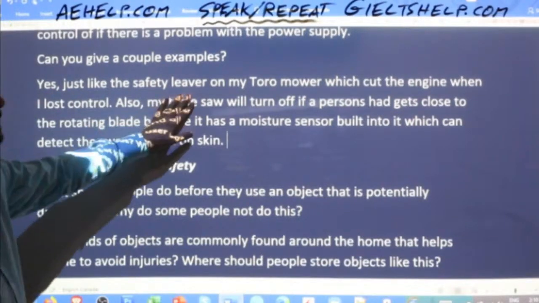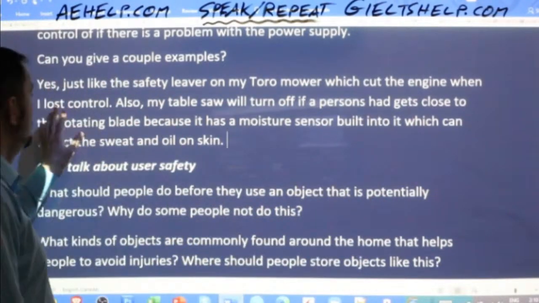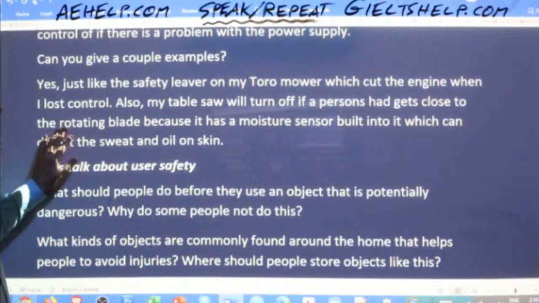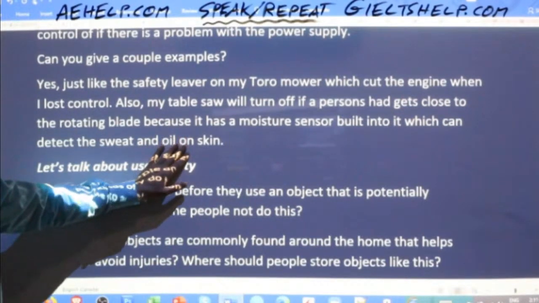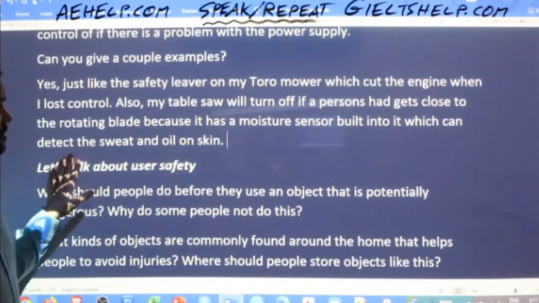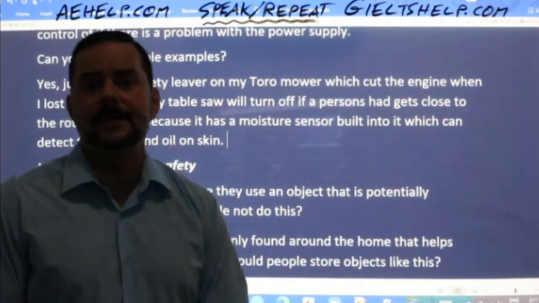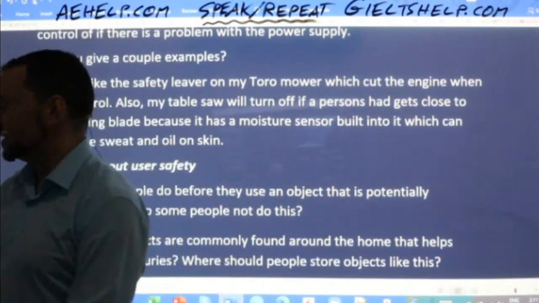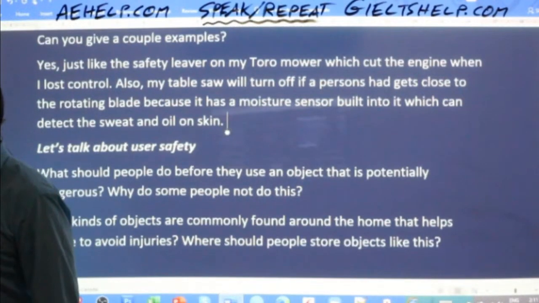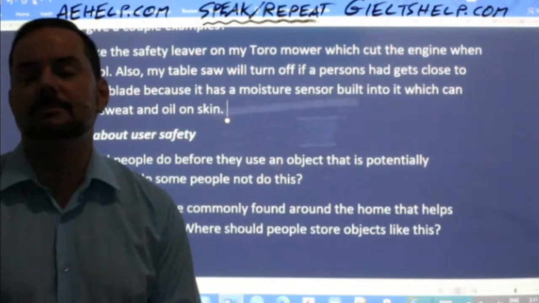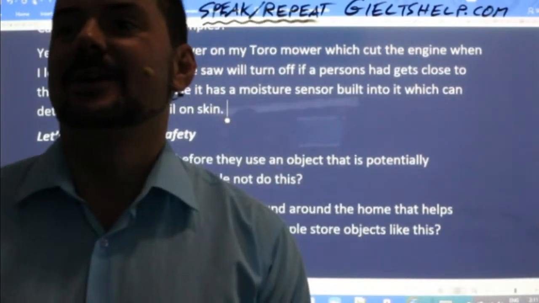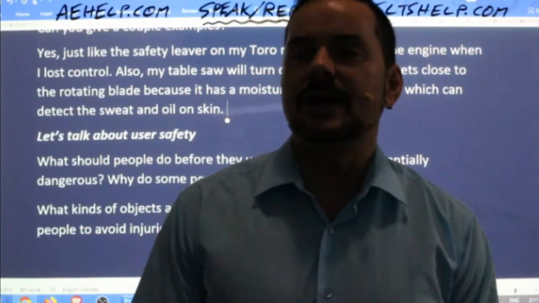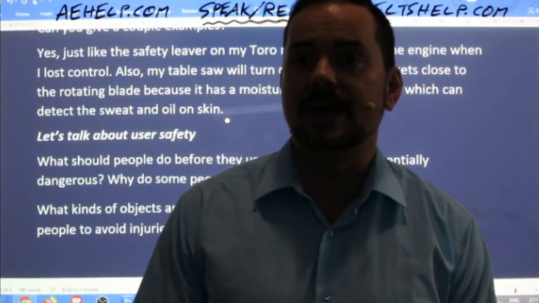Yes, just like the safety lever on my Toro mower, which cut the engine when I lost control. Also, my table saw will turn off if a person gets close to the rotating blade because it has a moisture sensor built into it, which can detect the sweat and oil on skin. All right. I wonder if anybody's seen some of those. Those are some of the newer saws out there on the market that will actually turn off when you put your hand close to it. I don't recommend trying it, but it's a good safety feature. All right. Sammy says some examples are in the car sensors that can tell the operator the vehicle is nearby.